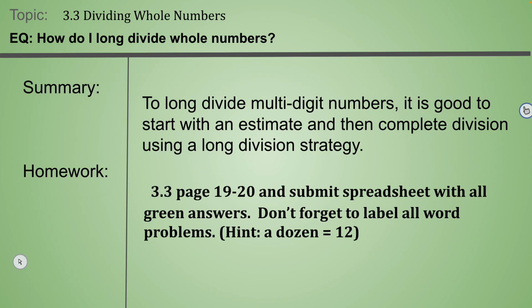Okay, for your summary, you want to answer the essential question, how do I long divide? To long divide multi-digit numbers, it's good to start with an estimate and then complete division using the long division strategy. All right, currently you are doing pages 19 and 20, although those may have changed. You are submitting the spreadsheet with all green answers, and don't forget to label all word problems. If you don't label, it'll mark it wrong. Also, when you write your code for your answer, you need to do it with capital letters and all together, no spaces. Hint, a dozen in this case, even though it's baking, is going to be 12.